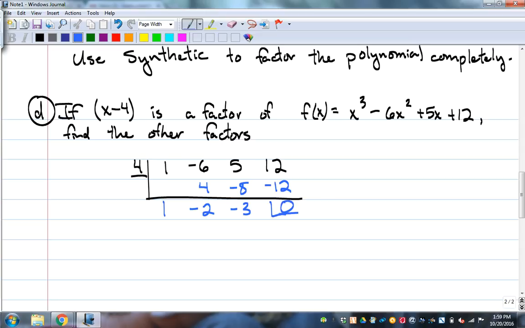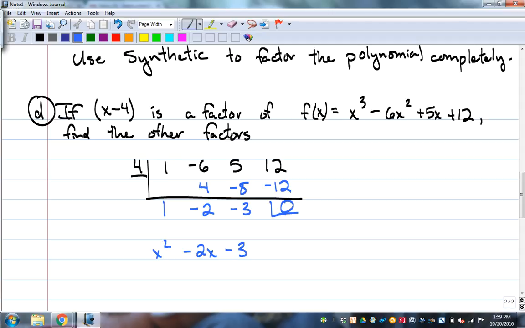If I don't get a 0 in the remainder position, it means that that's not a factor. If they're telling me it is a factor in the instructions for the problem, and I don't get a 0 right there, I probably missed a sign somewhere, most likely, or mismultiplied or misadded. So that should always turn out to be a 0 when they tell us that's a factor. Now, that tells us x minus 4 is a factor of that. That leaves us this x squared minus 2x minus 3.